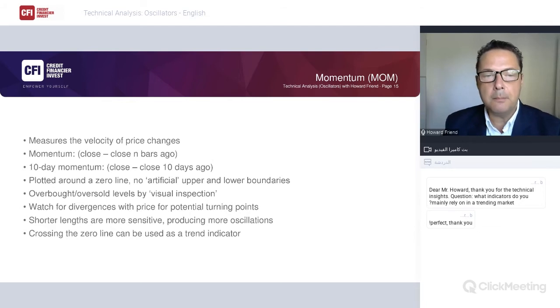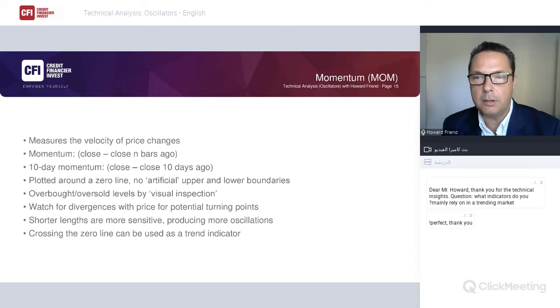So again, you're looking for divergences with the price for potential turning points using the Momentum Oscillator. As with most indicators, the shorter length that you use, the more sensitive the indicator will be. So there'll be a lot more oscillations, a lot more signals if you're using them as a timing mechanism. And as I mentioned before, crossing above or below the zero line can be used as a trend indication.